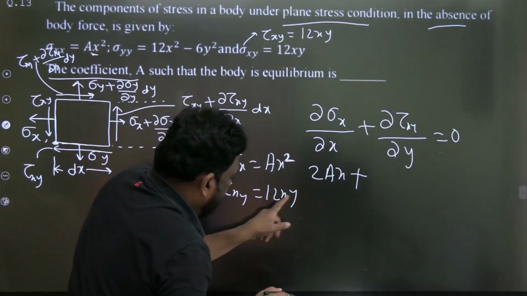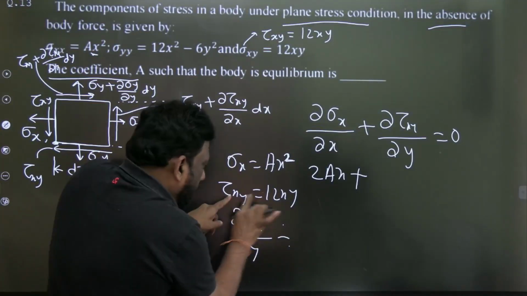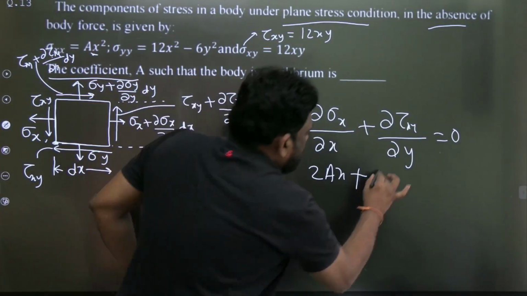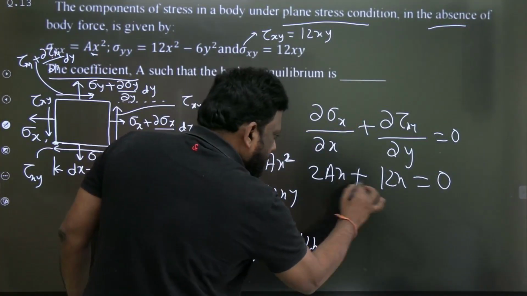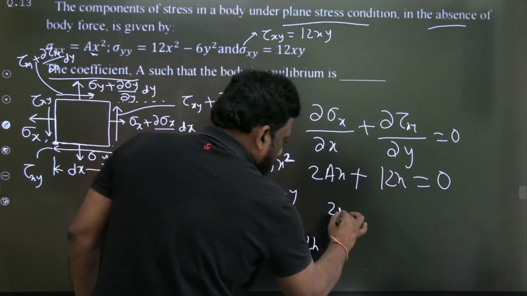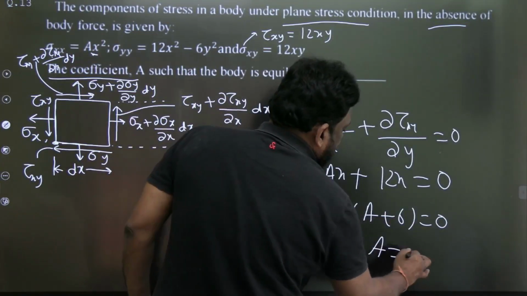You are differentiating with y, so x will be constant. So what is ∂τ_x/∂y? ∂τ_x/∂y will be equal to 12x. So this is 12x, and that should be 0. So I think 2x can be removed. 2x is common, so a plus 6 is equal to 0, so you get a as minus 6.